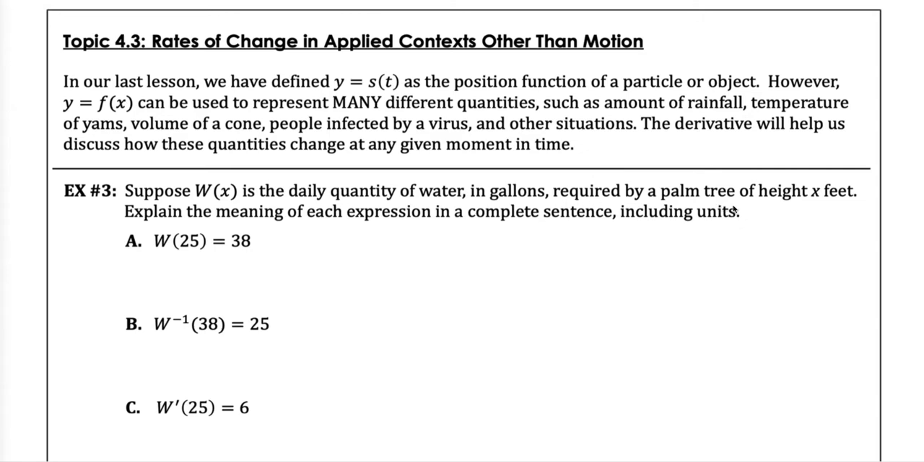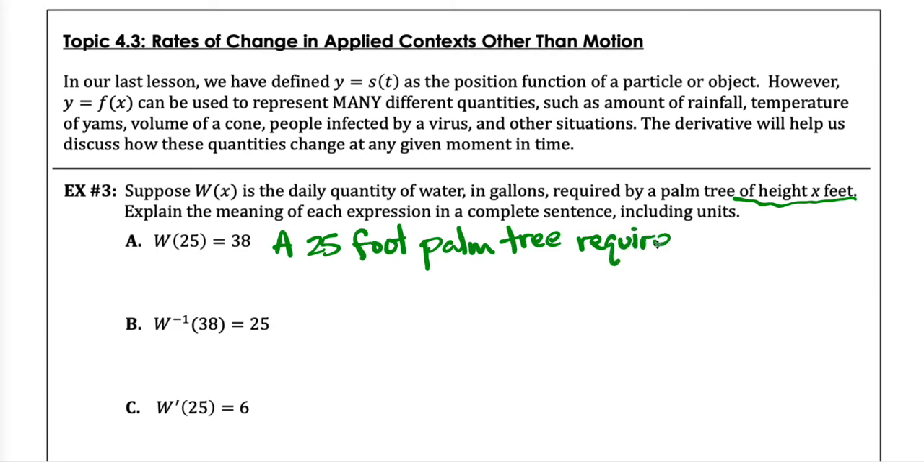But in the problem, it just very briefly tells you what X stands for. So it's not number of days. It stands for a 25-foot tree. So the number being plugged in represents the height of the tree. So this is basically saying a 25-foot palm tree requires 38 gallons, which is an awful lot.